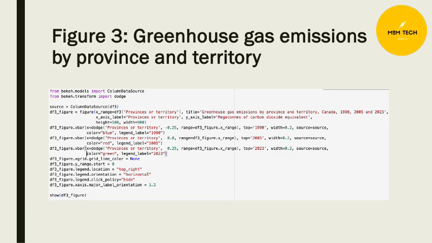The last figure shows a grouped bar chart showing greenhouse gas emissions by province and territory for the years 1990, 2005, and 2023. Each year is represented by a different colored bar grouped side by side across regions. The legend is positioned at the top right and lets you click to hide or show specific years for clearer analysis. And provinces and territory names on the x-axis are rotated to improve readability.